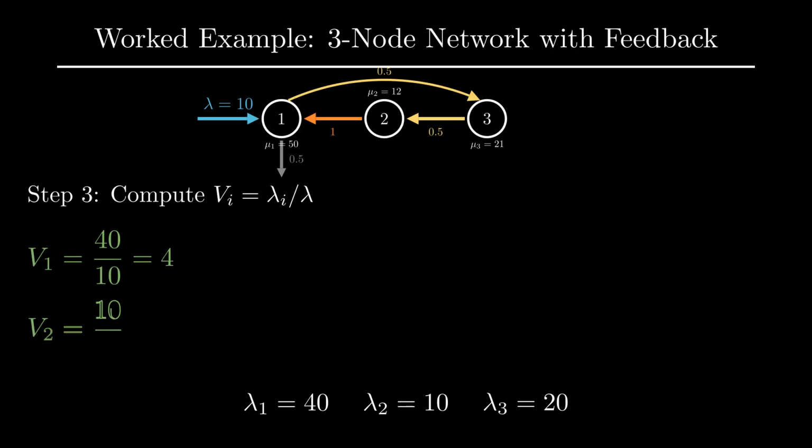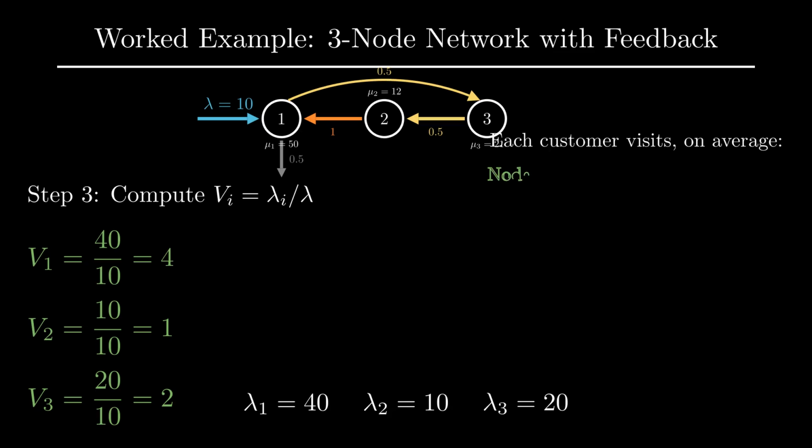Now we simply divide each local rate by the external rate of 10. So one customer visits node 1 4 times, node 2 once, and node 3 twice. Notice that V1 exceeds 1. Feedback makes this not just possible, but typical.